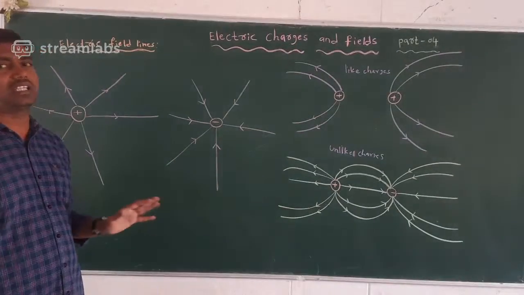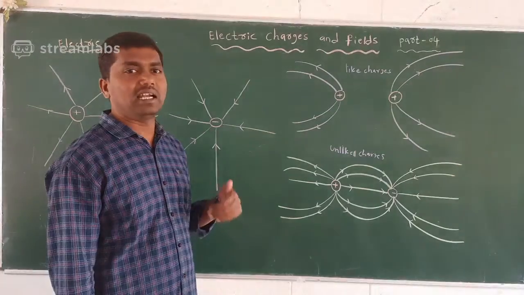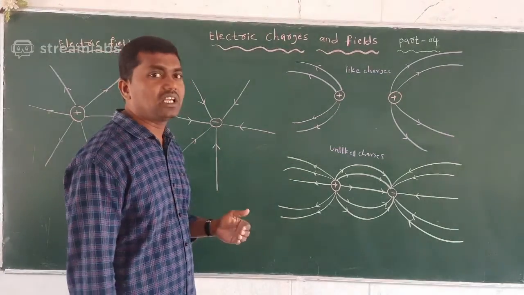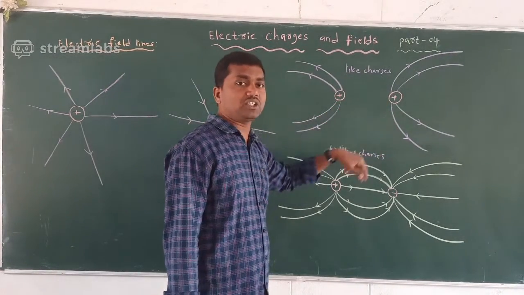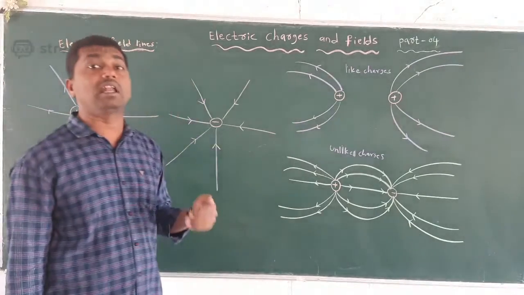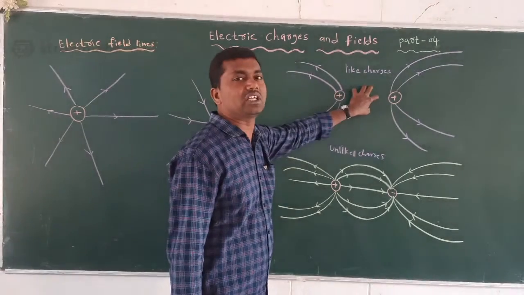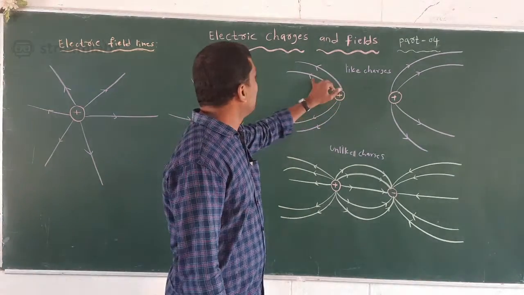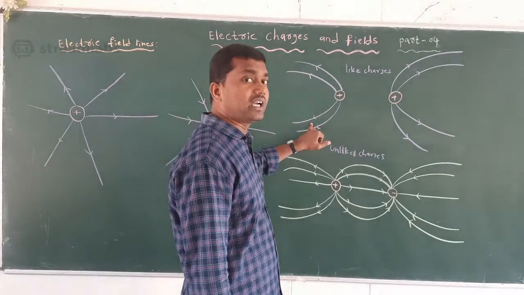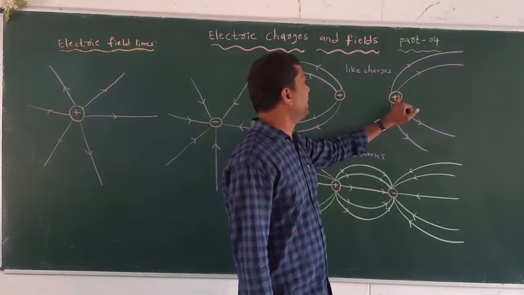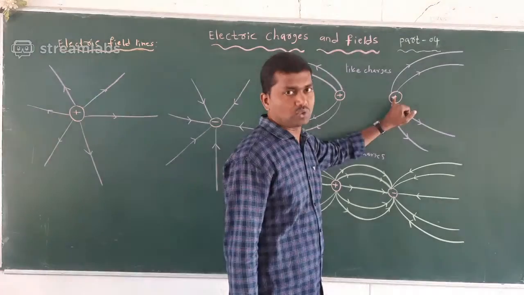Suppose we take two positive charges. These are not different, these are the same charges, like charges. When we take like charges, suppose negative or positive, those charges are called like charges, meaning same charges. So they produce a repulsive force between the two charges. The field lines are away from the positive charge, in the outward direction. In the same manner, we observe this one also. The field lines are away from the positive charge.